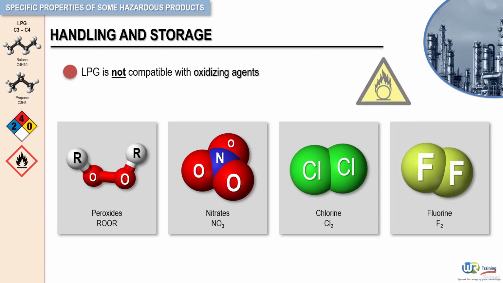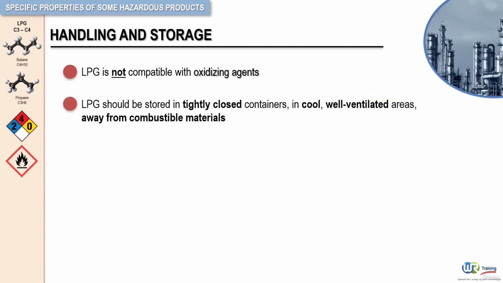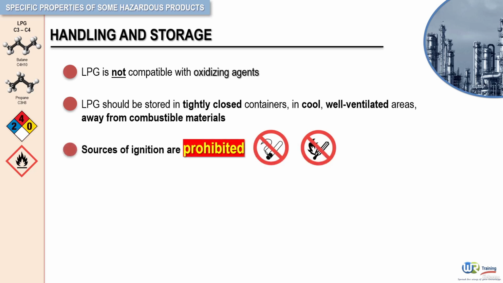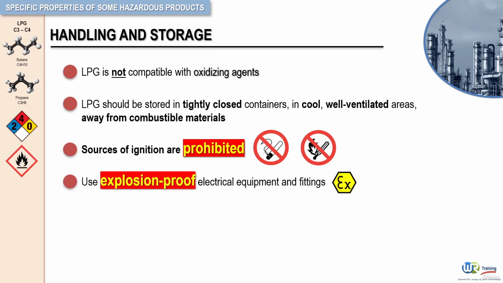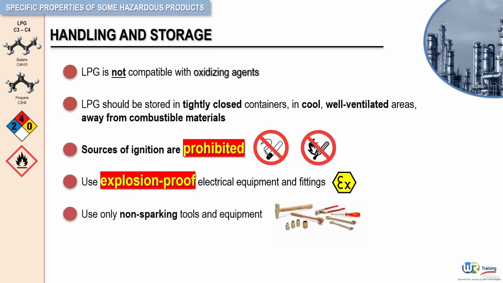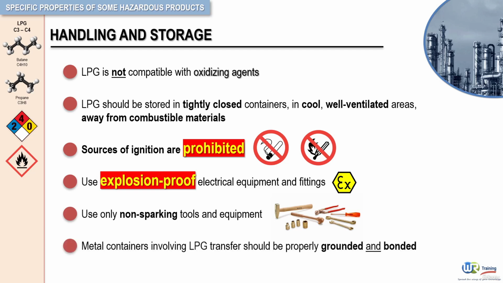LPG should be stored in tightly closed containers in a cool, well-ventilated area away from combustibles. Sources of ignition, such as smoking and open flames, are prohibited where liquefied petroleum gas is used, handled, or stored. Use explosion-proof electrical equipment and fittings wherever liquefied petroleum gas is used, handled, manufactured, or stored. Use only non-sparking tools and equipment, especially when opening and closing containers of liquefied petroleum gas. And lastly, metal containers involving the transfer of liquefied petroleum gas should be grounded and bonded.